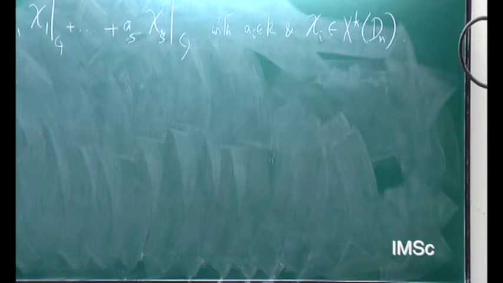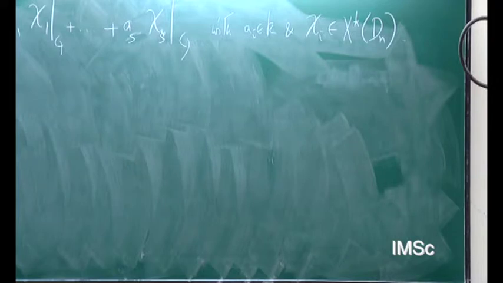What is the image of X star Dn? What does this mean? This is just the restriction of a function from Dn to G, right? So I take characters here. So the restrictions of all the characters form a spanning set. So in particular this chi, but chi 1 restricted to G is a character, chi s, all these restrictions are characters.